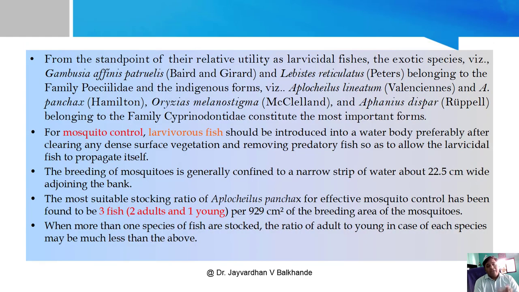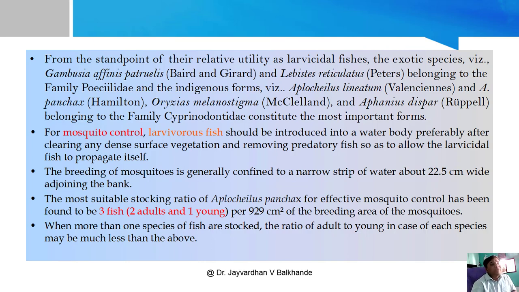Okay. And from the standpoint of their relative utility as larvicidal fishes, the exotic species, for example, the Gambusia affinis, I will show you the image of this Gambusia affinis, Baird and Girard, and the Lebistes reticulatus belonging to the family Poeciliidae, and the indigenous forms, for example, the Aplocheilus lineatus and Aplocheilus panchax, Oryzias melastigma and the Aphanius dispar belonging to the family Cyprinodontidae constitute the most important forms as far as larvicidal fish are concerned.